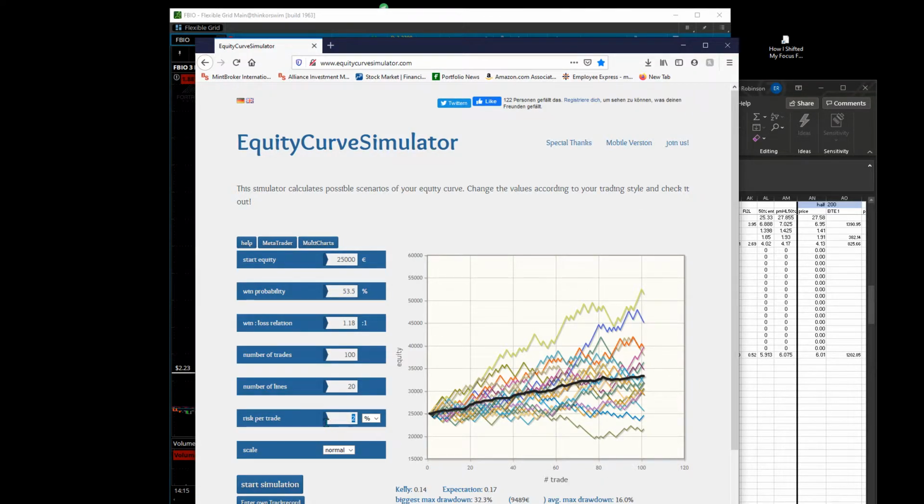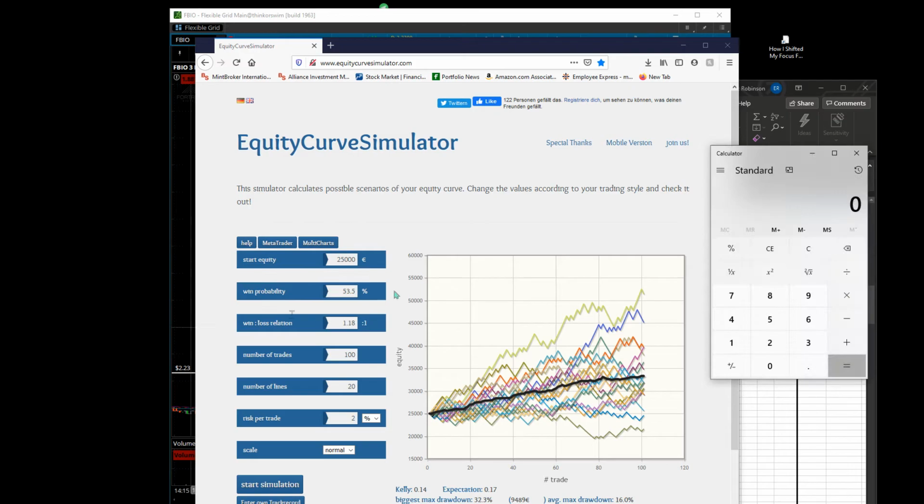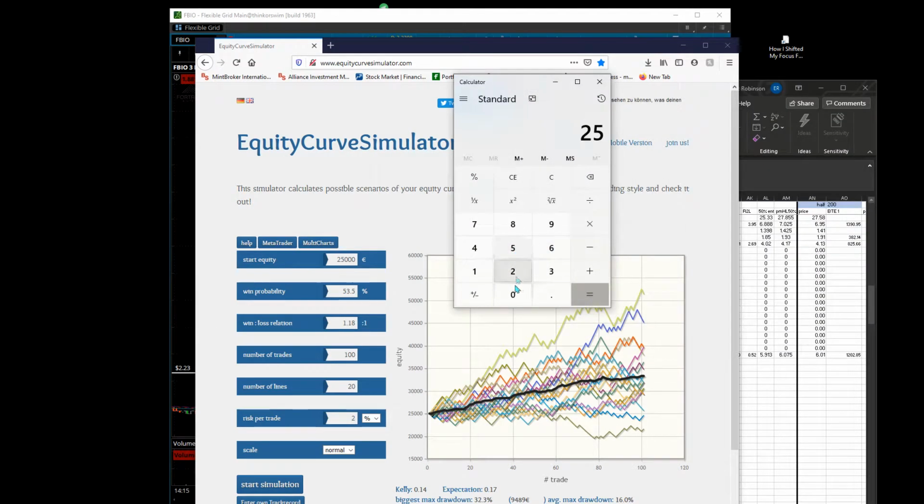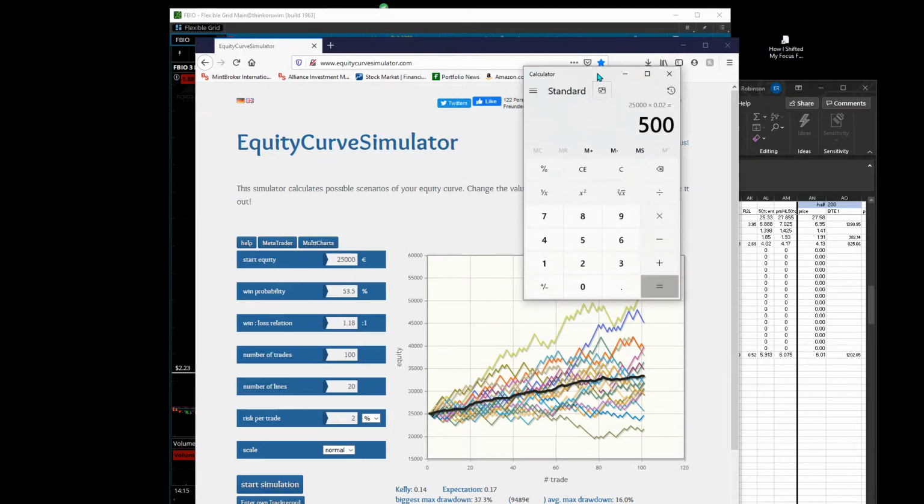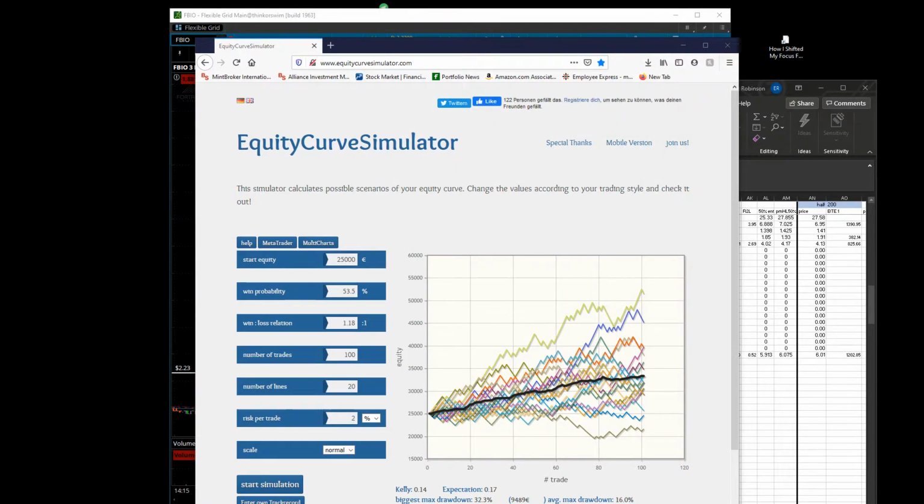Risk per trade is how much of this starting equity you want to risk on the trade, and you can set it to whatever. It's divided by 25, so you're essentially risking 500 a trade.